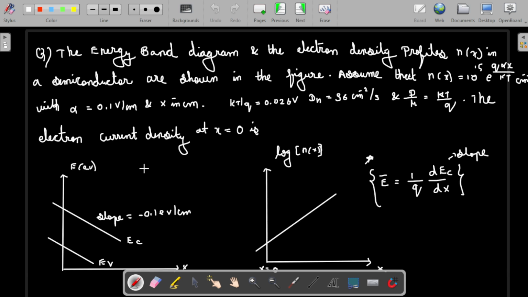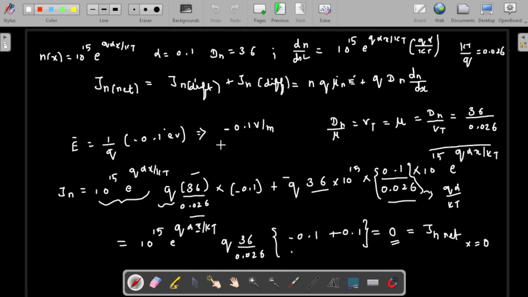E is nothing but, with this formula, 1 by q times the slope of the conduction band. From that we find out the value of E, and then with the Einstein equation we have calculated the mu n, and we are substituting everything in here. We know n is dependent on x, so the dn by dx value is here. e power x is e power x only. If any other term other than that is there, we need to multiply the constant before that, which is q alpha divided by kt. So kt by q is equal to 0.026, so we have inversely written it as 1 by 0.026, and alpha is equal to 0.1.